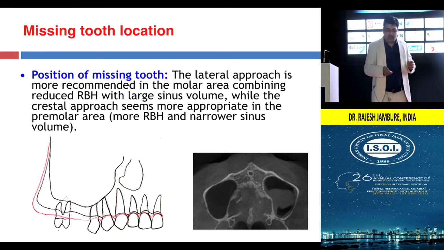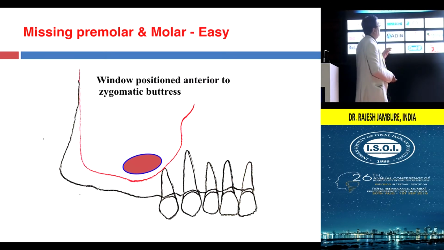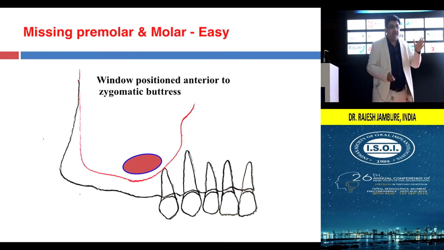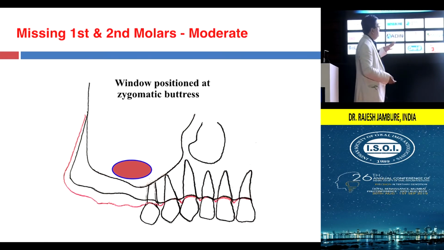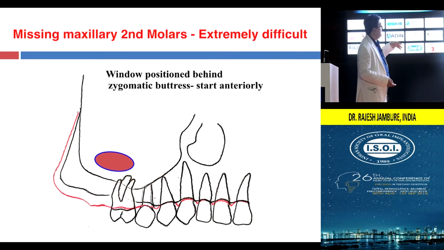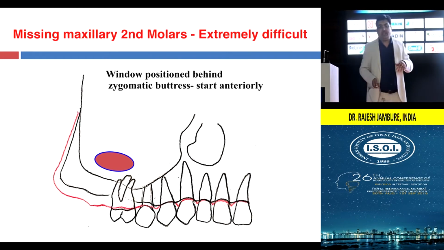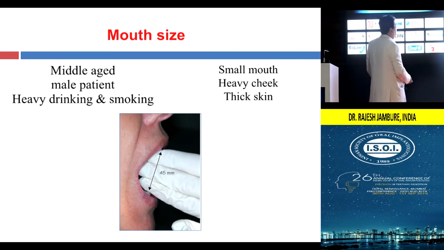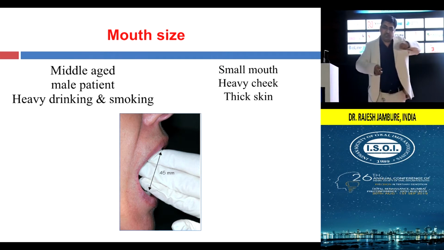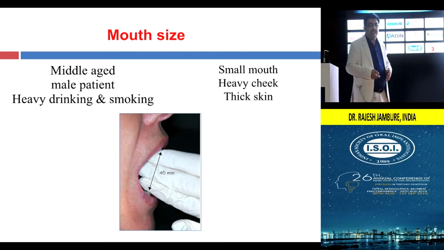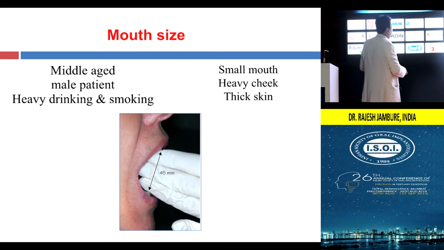So, if you are doing a procedure in the premolar or molar area, the window anteriorly is comparatively easy, whereas in first and second molars it is moderate, particularly in the second molar area. Access to this procedure is very difficult to get, particularly when the patient's mouth opening is less or the patient is very chubby. You will feel, why did I start this procedure, nothing is visible, you shout at your assistant, and it becomes very difficult in these cases.